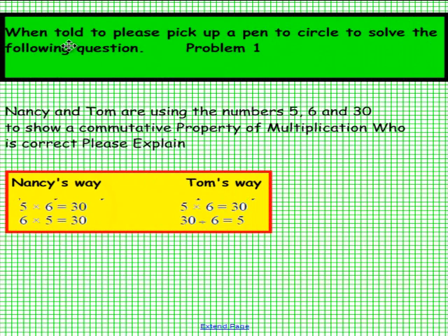Problem 1. When told to, please pick up a pen to circle to solve the following question. And you might have to write a brief explanation of why your answer is true. Nancy and Tom are using the numbers 5, 6, and 30 to show a commutative property of multiplication. Who is correct? Please explain. Is it Nancy's way or is it Tom's way? Please pick up a pen to solve this problem.